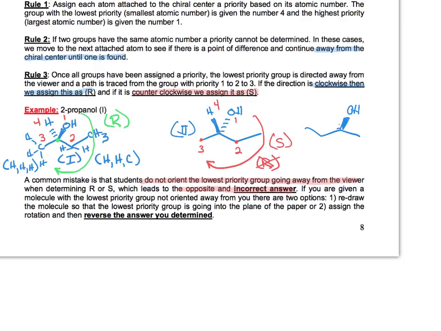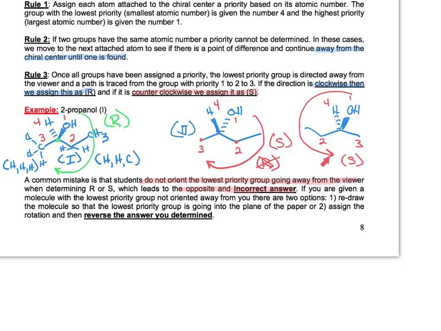OH, H. Now assign your priorities. This is priority 1. This is priority 4. 2, 3. We can ignore 4. So 1, 2, 3. We're going in that direction. So this would be S. So we get the same answer as if we just reversed it.